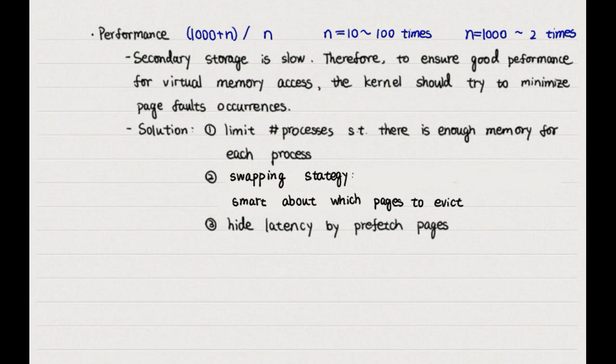Some techniques can be used by the kernel to improve performance. Limit the number of processes such that there is enough physical memory for each process. Try to be smart about which pages are kept in physical memory and which are evicted. Hide latencies, for example, by prefetching pages before a process needs them. Next, let's explore swapping strategy.